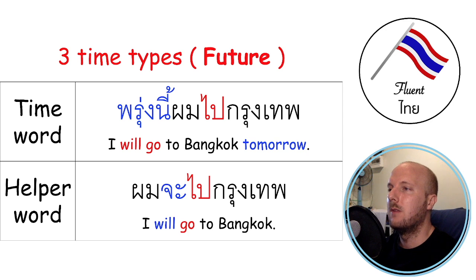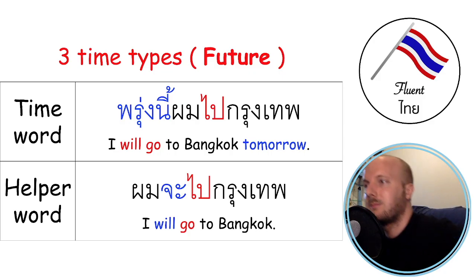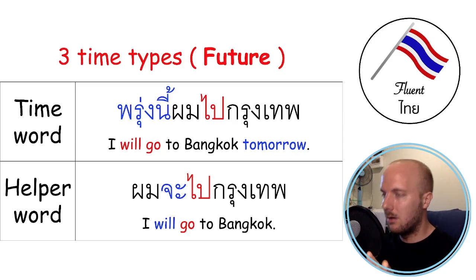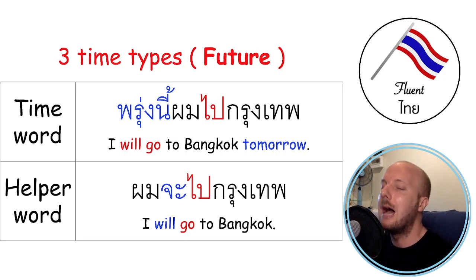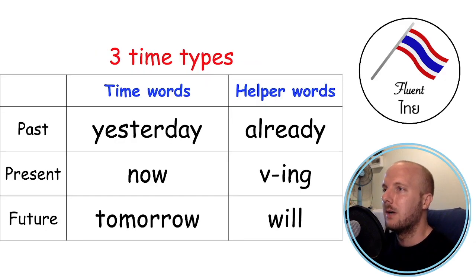Helper word is the word จะ just like I said. So if I want to say I will go to Bangkok, not specifying particularly when, well, just like English, you can use the word จะ, so ผมจะไปกรุงเทพ. So basically where the context of the future is not stated, then of course it would make more sense to use the word จะ, or will.